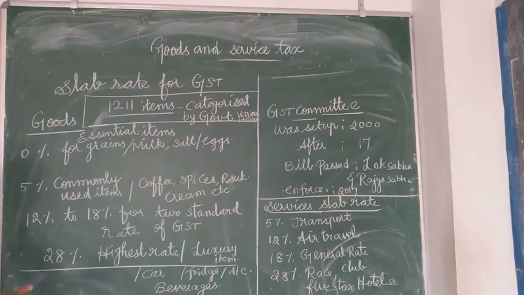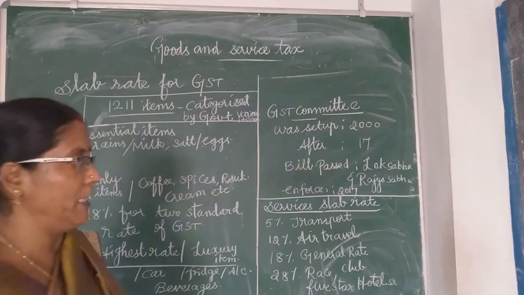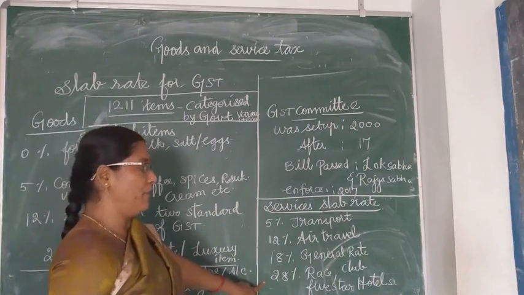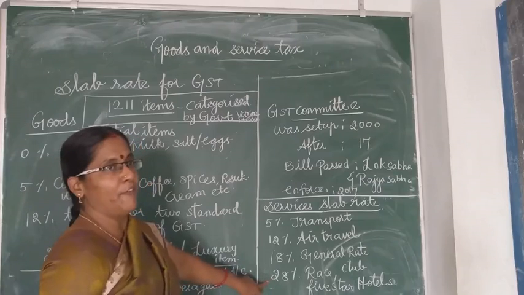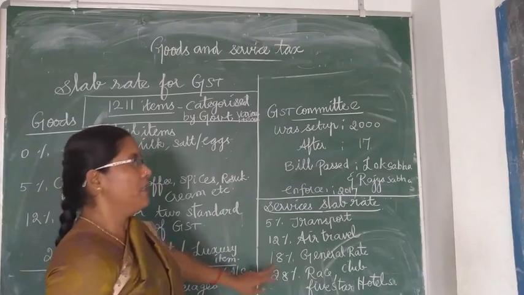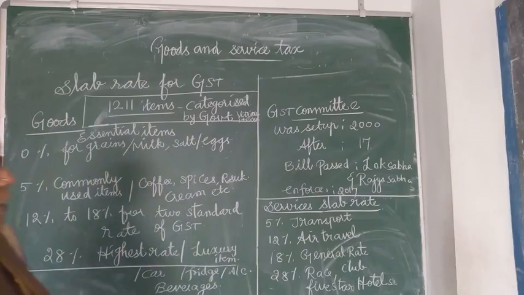Then 28% for race clubs and 5-star hotels, gambling, and sports events. For a 5-star hotel with rent of more than 5,000 rupees per day, we have to pay 28% service tax. That is GST, goods and services tax. So this is all about the slab rate.